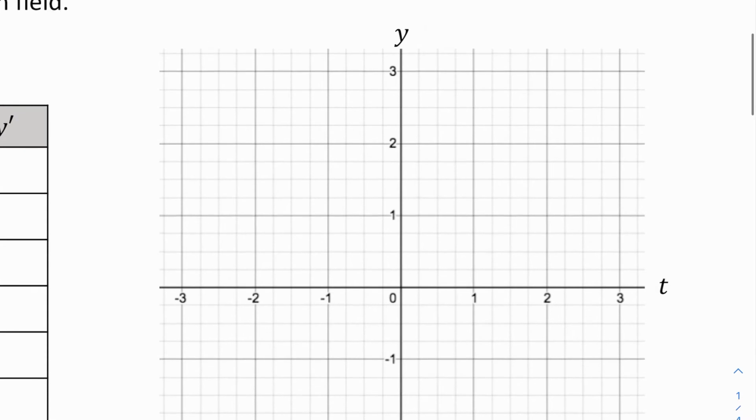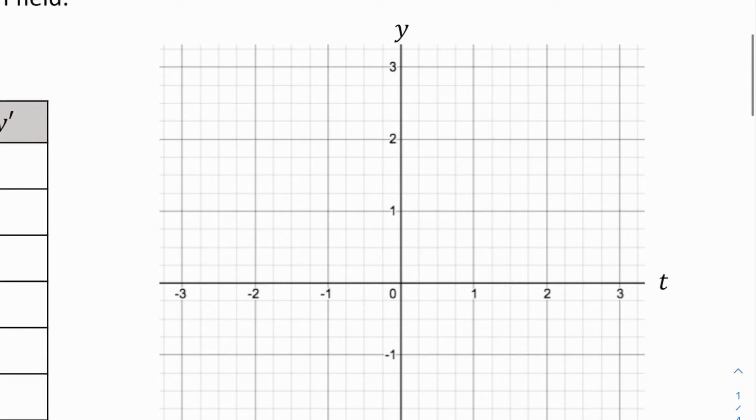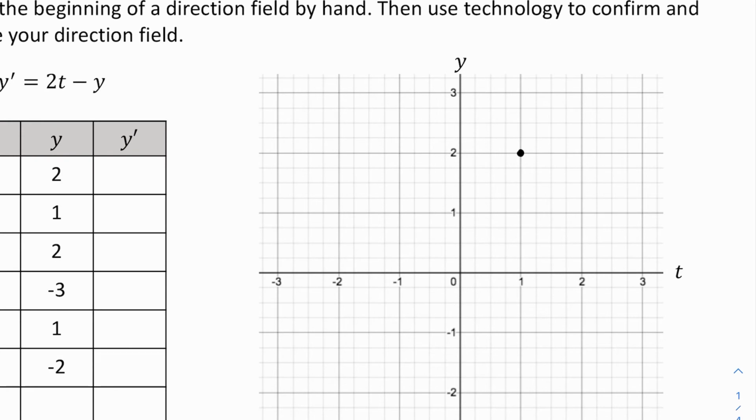All of our solutions to this differential equation will be y as a function of t. So we have the plane here ready to receive those solutions. And the point (1, 2), let's locate that, t equals 1, y equals 2. So here's the point (1, 2). There could be any number of solutions that pass through that in theory.